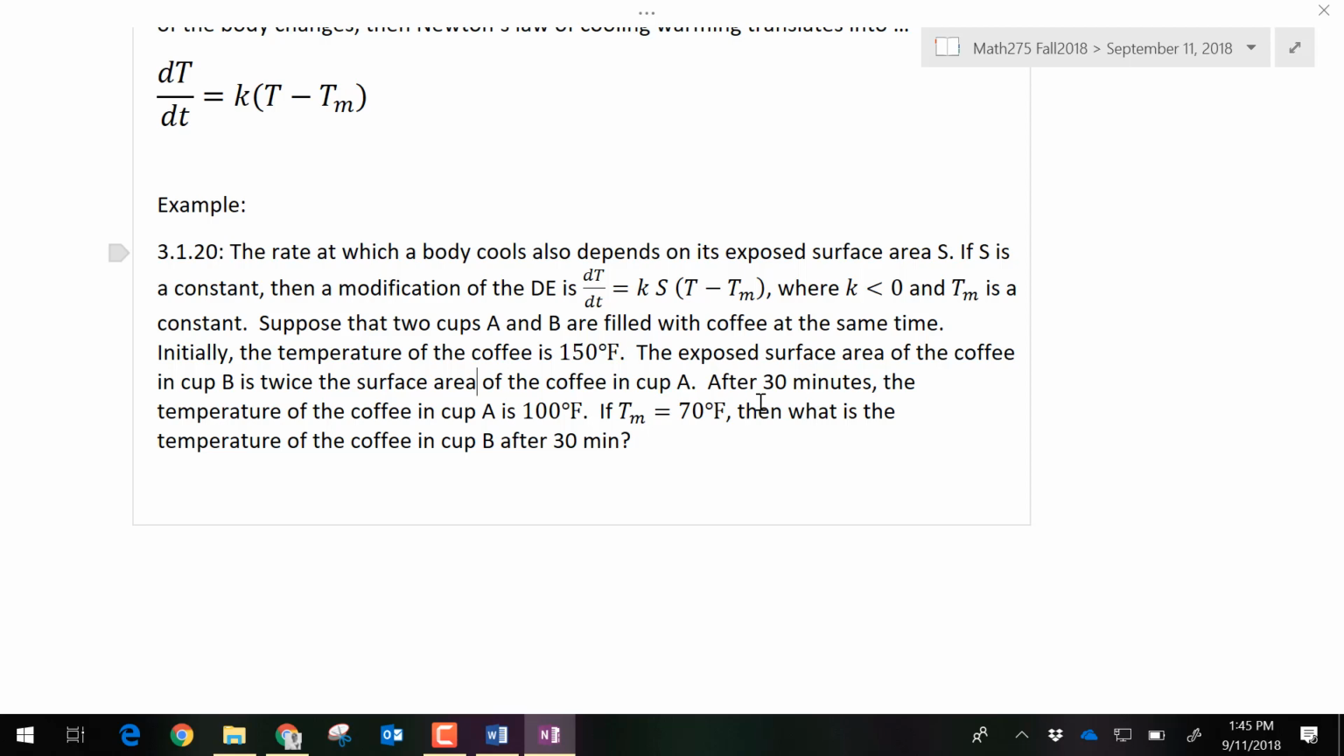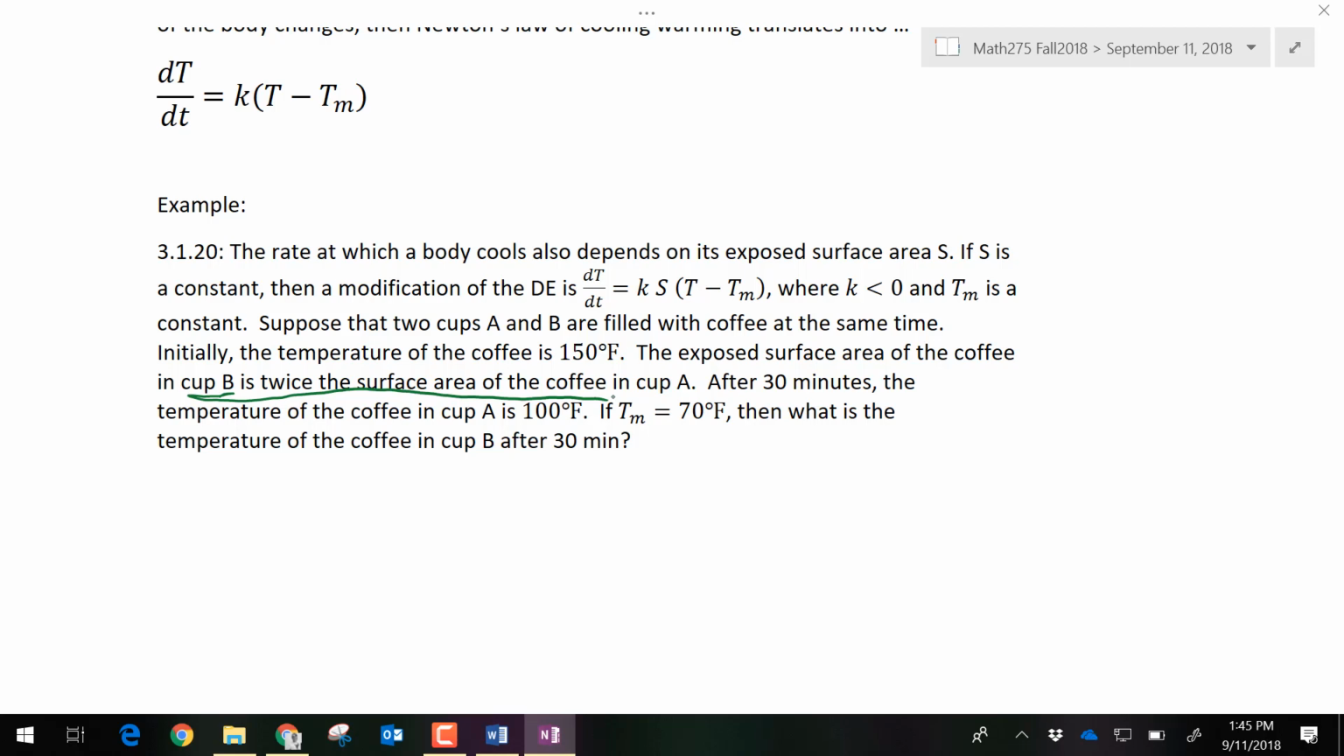So we'll have two differential equations, and the difference between them is just that one cup will have twice the surface area. So cup B is going to have twice the surface area of the coffee. What does that mean? How can we picture that? Bigger cup, right?